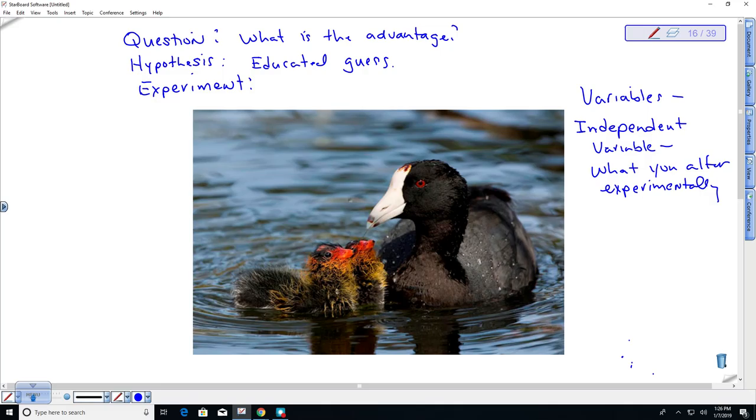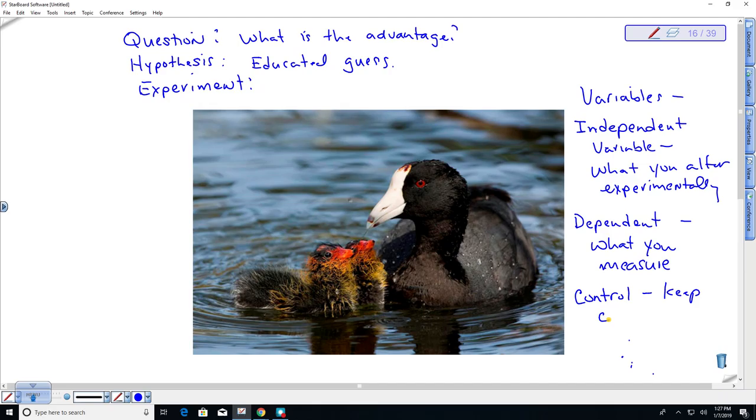And then you have the dependent variable. So this is what you measure. So what might you measure? Yes, so how many times the mother feeds the chicks, right? Feeding rate. You can also weigh the chicks, right? So you can see how fast they are growing, right, relative to one another. So that would be what you would measure. And then the control would be everything that you would keep constant that could influence, right? So this is what you keep constant.